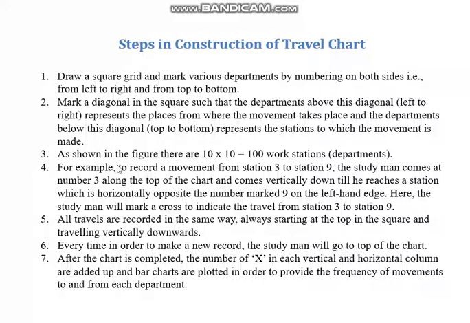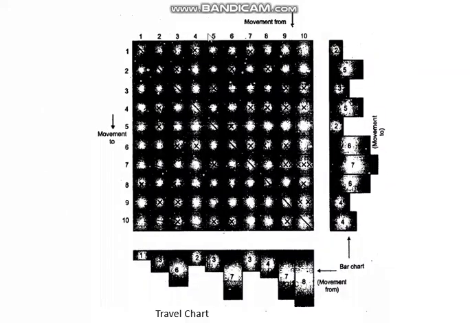Then, if there are 10 workstations, how many squares will be there? 100 will be there. Now suppose you are moving from station 3 to station 9. You start at 3. Always start from the top, because here the movement from is given. So from 3 you come down to 9.